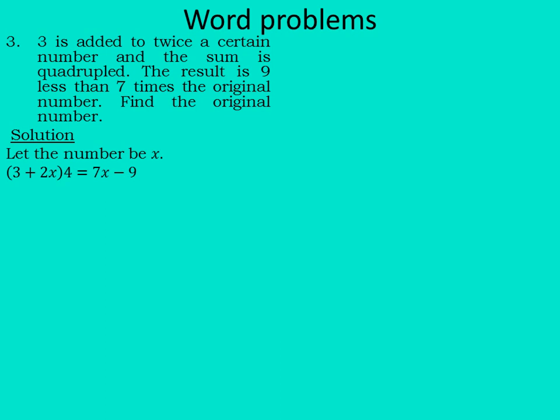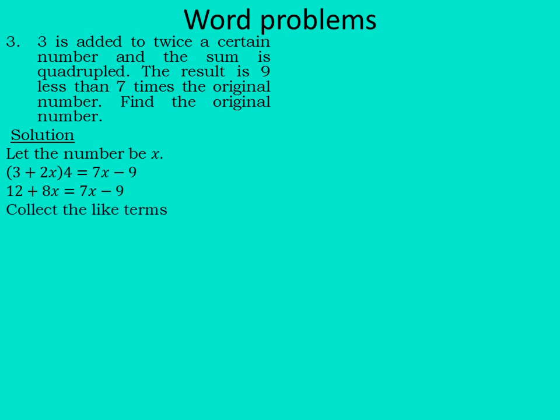And according to the question, the result is 9 less than. So we have 7x minus 9. So we open the bracket with 4 from the left hand side. So we have 4 times 3 is 12, 4 times 2x, that will give us 8x, is equal to 7x minus 9.